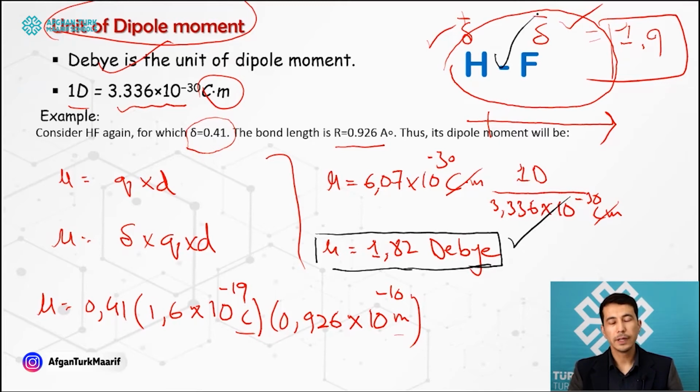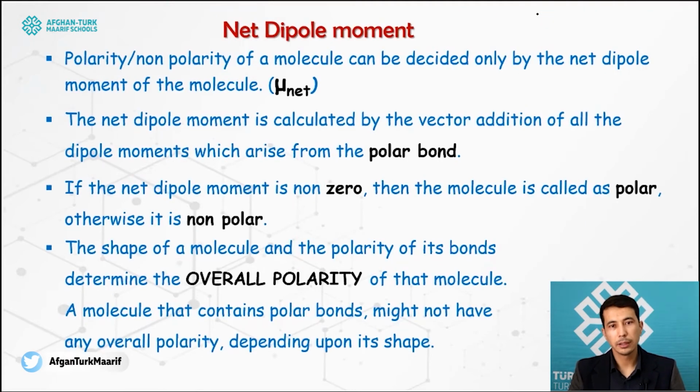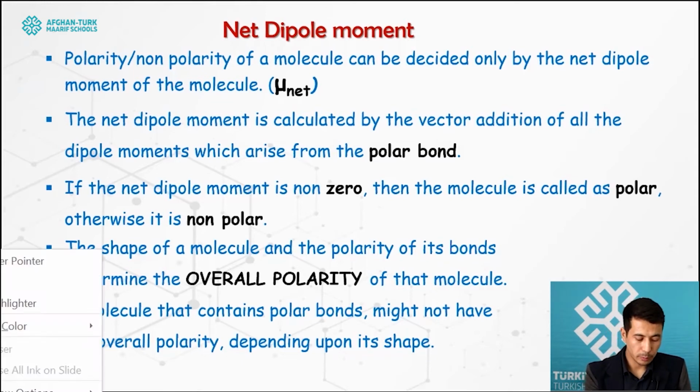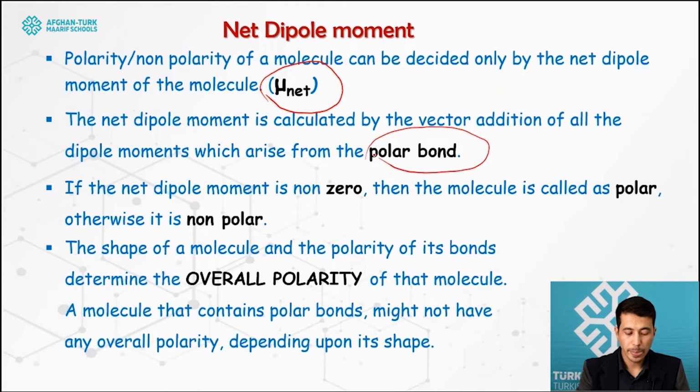Now we are going to find whether a molecule has a dipole moment or not. For a molecule, it is known as the net dipole moment. Polarity or non-polarity of a molecule can be decided only by the net dipole moment of a molecule. We write it as mu net. The net dipole moment is calculated by the vector addition of all dipole moments which arise from the polar bonds. We have to add up all vectors that arise from the polar bonds. All bond dipole moments must be added to find the net dipole moment of a molecule.